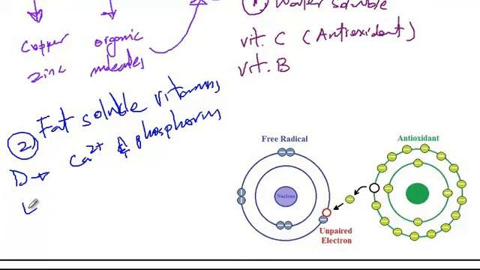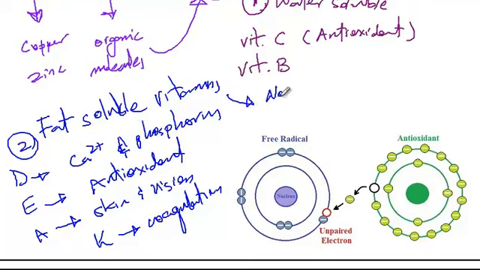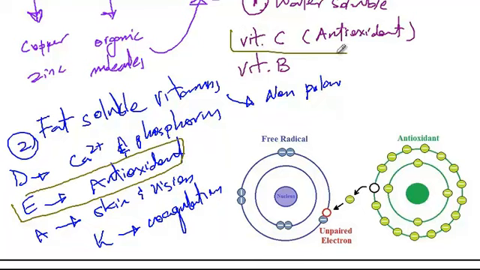We can have vitamin E, which is similar to vitamin C, an antioxidant. We can have vitamin A, which is required for our visual function, as well as for differentiation of epithelial cells, so skin and vision. And then lastly, we can have vitamin K, which is required for our coagulation reactions. Now, the reason these vitamins are fat soluble is that they have a high proportion of hydrocarbon, and therefore they are non-polar.